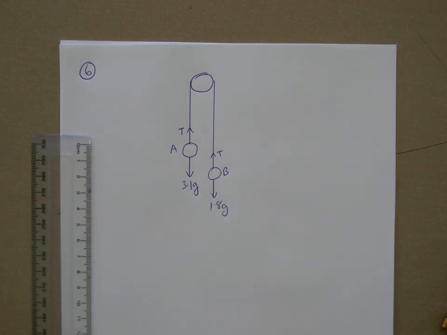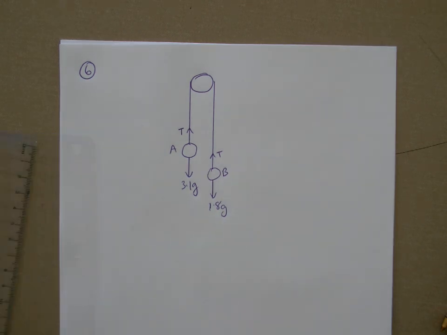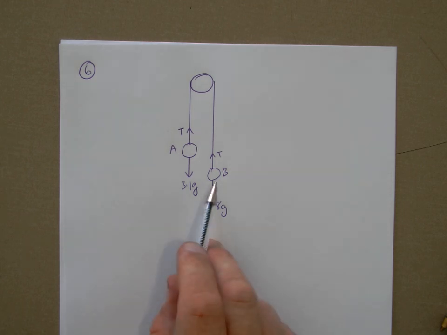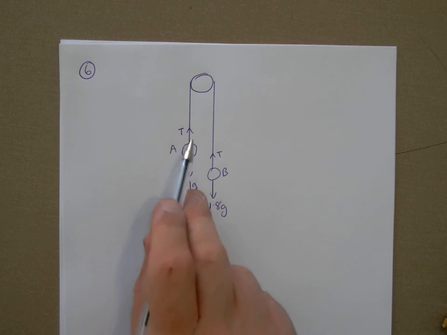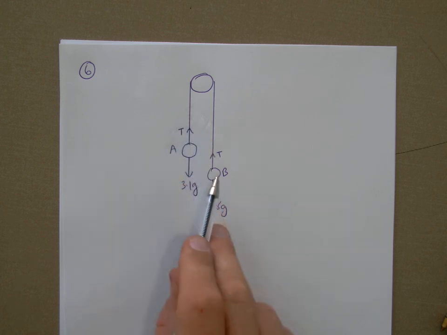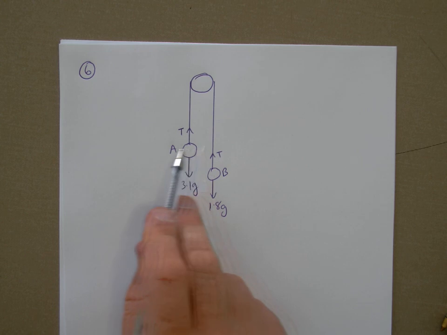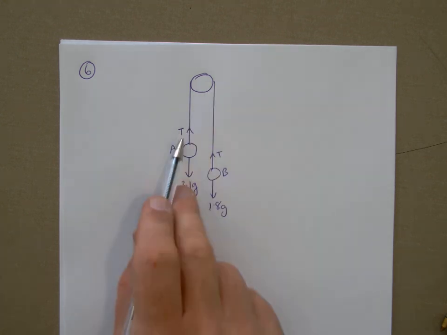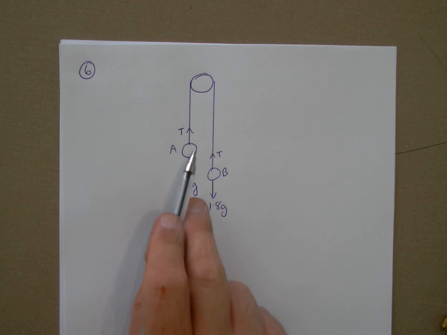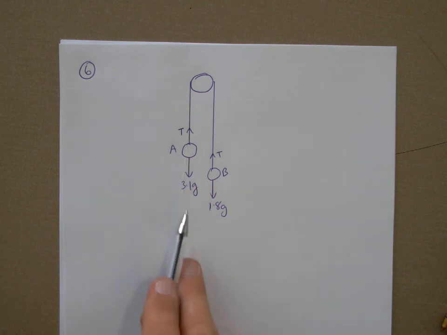Now, initially it says it's held at rest, and then it's released. So the string is taut, it's released, and it says calculate the magnitude of the acceleration of A and B and the tension in the string. So it's held at B, then released. Now if it's released, because A is the heavier object, the pulley system is going to ensure that B goes up and A goes down. So A will go down this way, it'll pull the string down, and B will go up the other way.